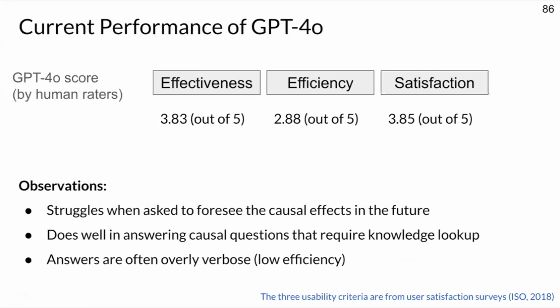Also, we checked how GPT-4o performed on these causal questions and found that they usually struggle in certain cases, especially about forecasting things into the future. They do very well in questions that require knowledge lookup, either they already know or they can do it after a web search. However, another thing is they have very verbose answers, trying to hit all the keywords and framing it in a less efficient way.